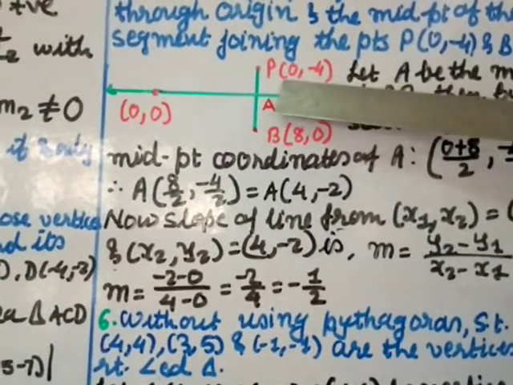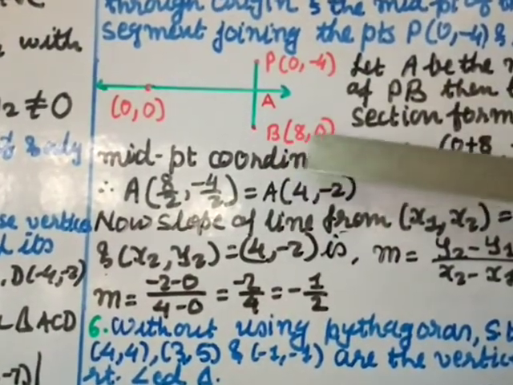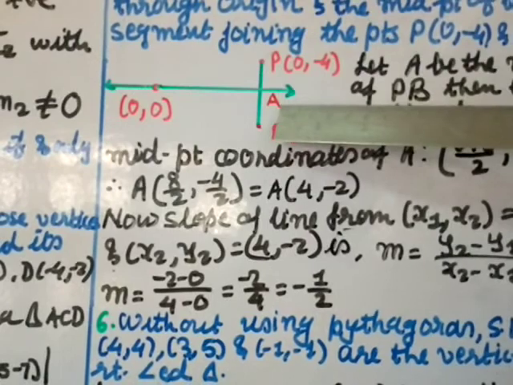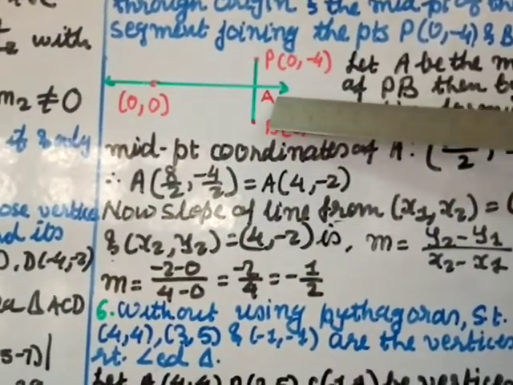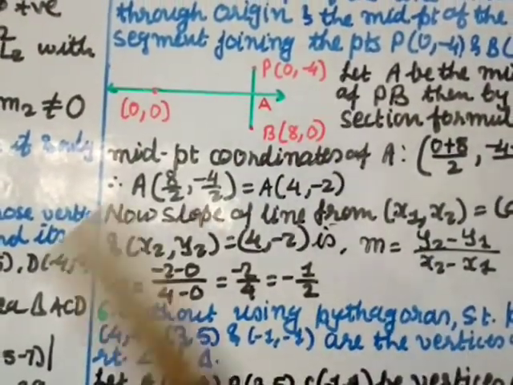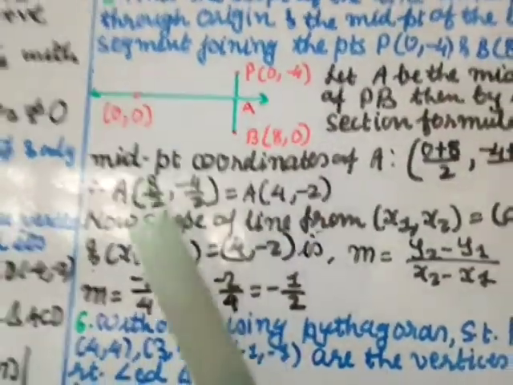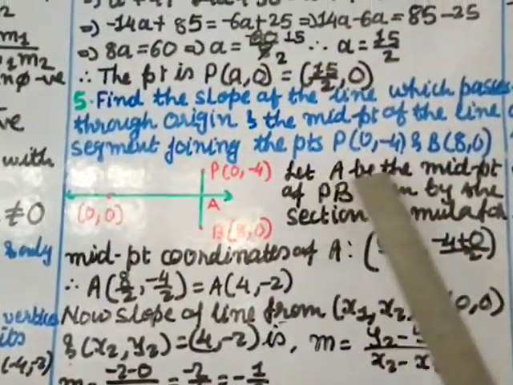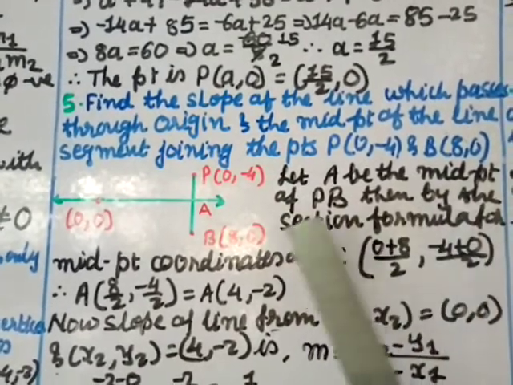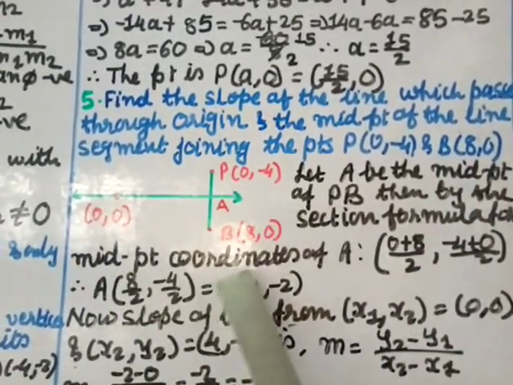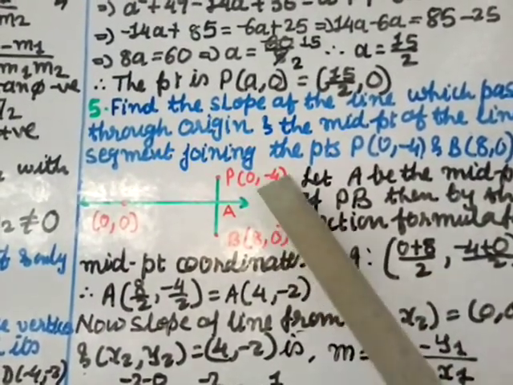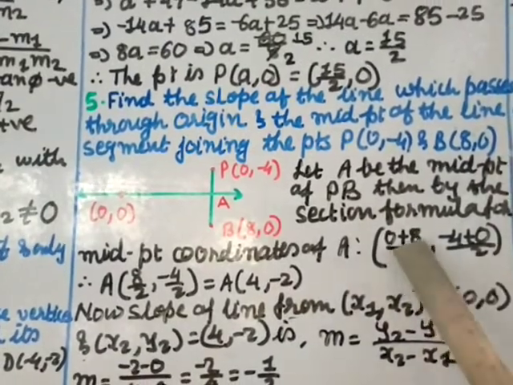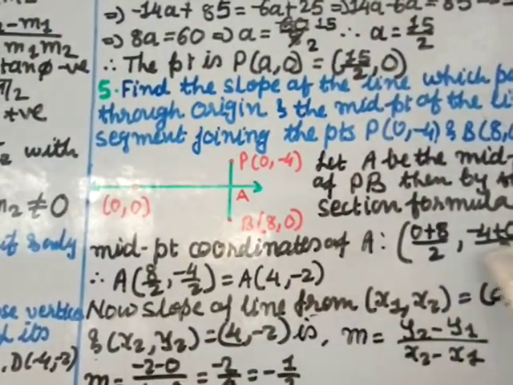So the point P is (0, minus 4) and B is (8, 0) as given, and suppose this is a midpoint and that midpoint I take as A. So I have to find the midpoint using the midpoint formula, find the coordinates of A, and then using the slope of a line passing through 2 points you find the slope of this line. So let us calculate. Let A be the midpoint of PB, then by the section formula for midpoint, coordinates of A are (0 plus 8) by 2, comma (minus 4 plus 0) by 2. Then here it gives you 8 by 2, comma minus 4 by 2.